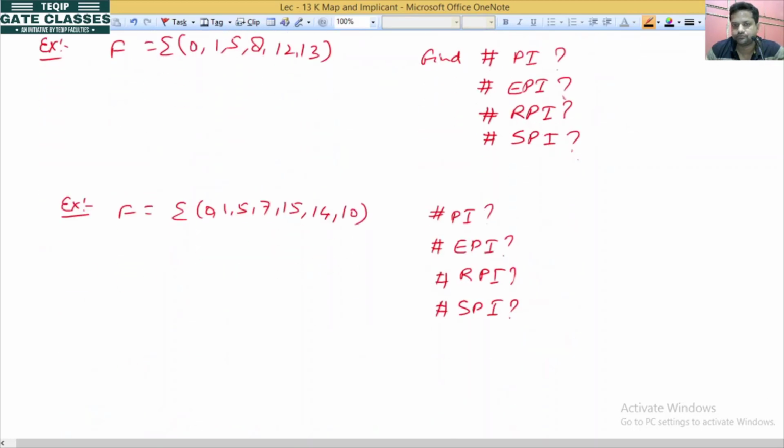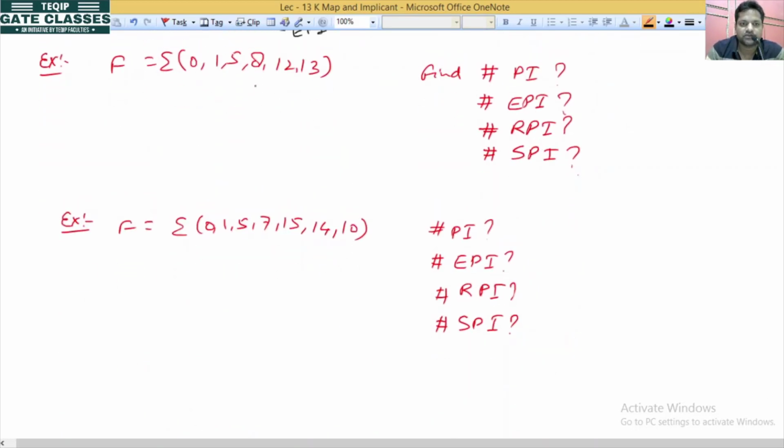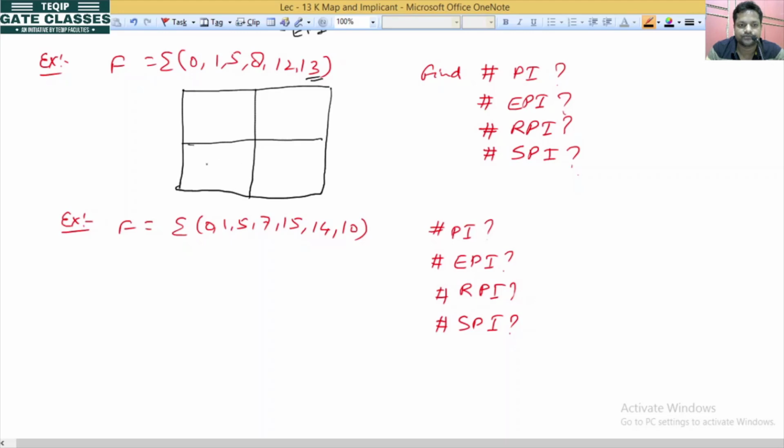Now the next example, go for example 2. Again we have a 4 variable K-map because 13 is there. 13 can be represented in minimum 4 bits, so 4 variables are required. So I am again going to form a 4 variable K-map. This is our 4 variable K-map. So 0, 1, jump 2, 3, 4, 5, 6, 7, 8, 9, 10, 11, 12, 13, 14, 15.